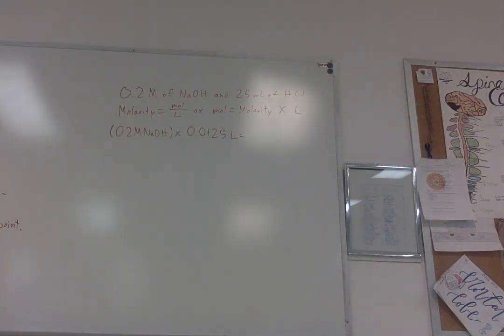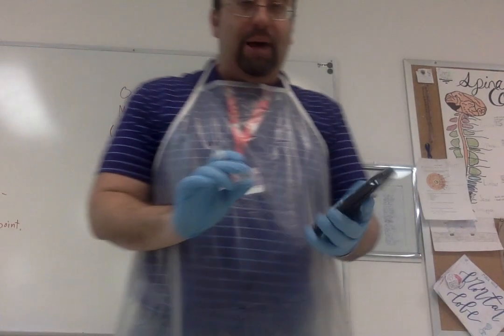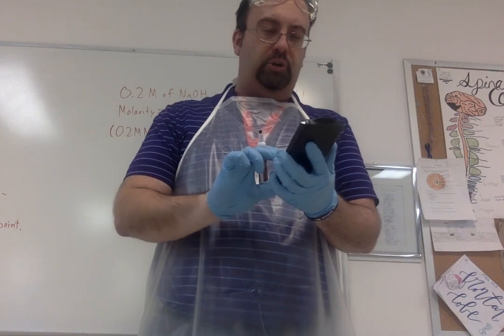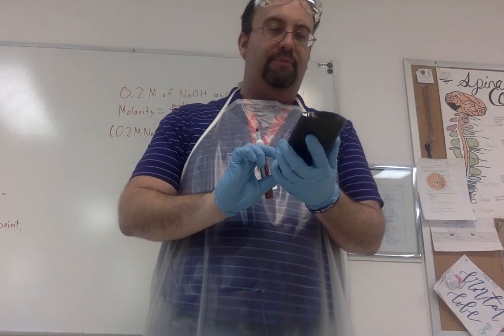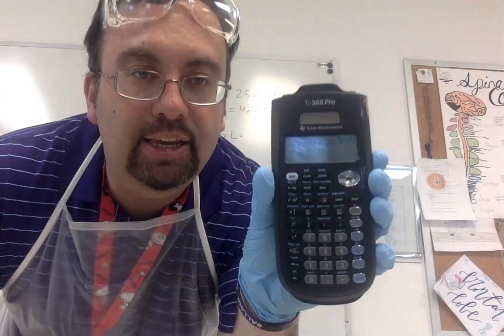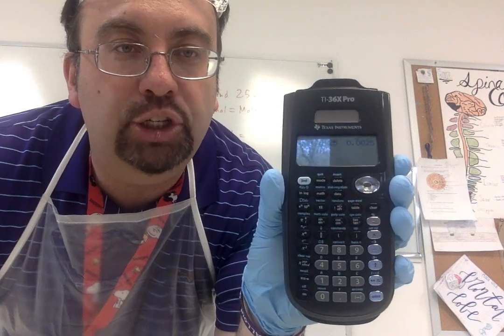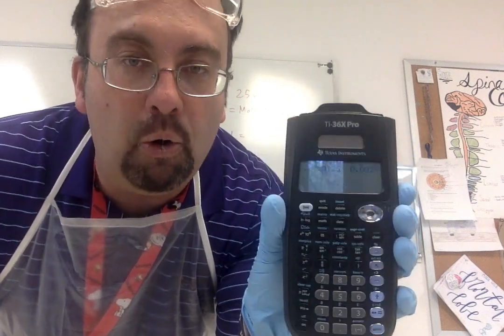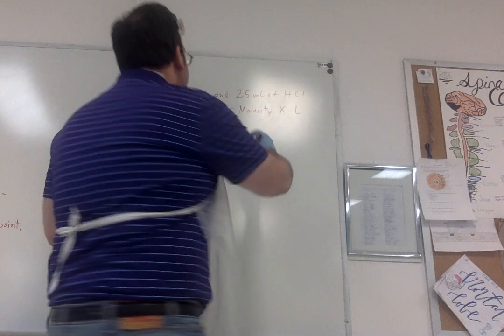And so I'm going to go ahead and take out my calculator. And so with my calculator, I'm going to take 0.2 times 0.0125. I end up getting 0.0025 mole of the NaOH.